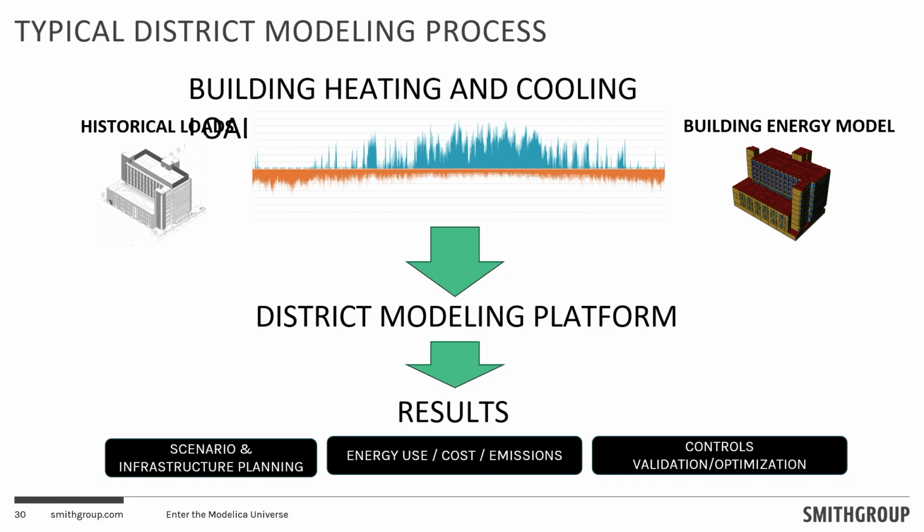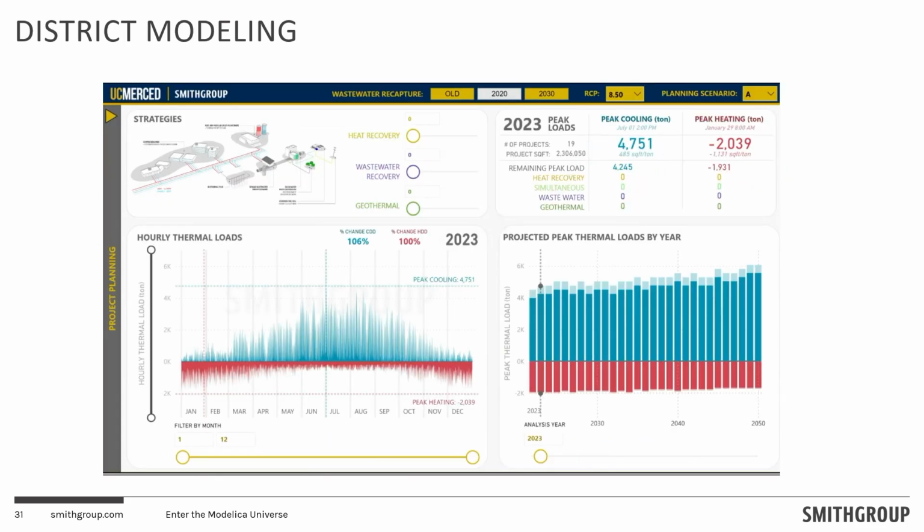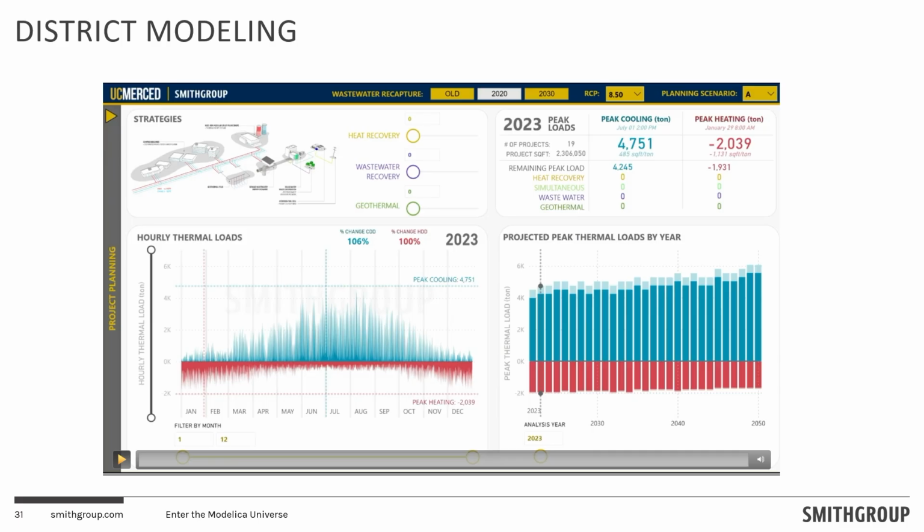So for district energy modeling, we've set the stage a little bit already with this, but you take historical or energy modeling loads, whether from publicly accessible data sets or custom bespoke energy models, and then you pick your district modeling platform. So we saw a couple of those already. And then you look at the results. So maybe you're looking at scenario planning, infrastructure planning, energy use, cost, emissions, and then I'll even touch on some of the use cases for controls, making sure this is going to work correctly, or maybe controls optimization or validation before you install and troubleshoot in the commissioning phase.